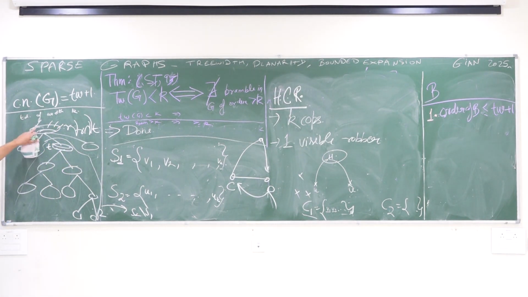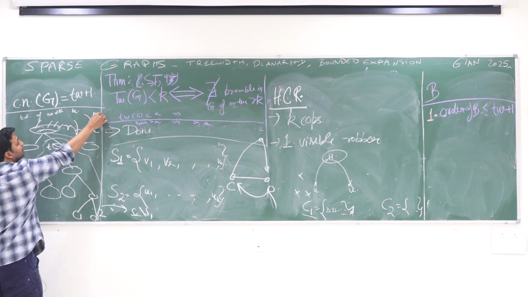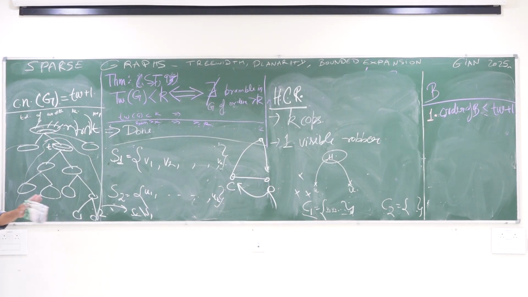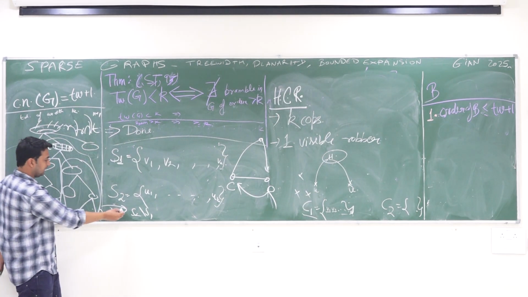Since I have a decomposition of width K and I have K plus 1 cops, they are always able to fill the bag completely. So they will come and fill this bag. Now my rover is restricted to one of the children, and I can repeat what I was doing for trees.